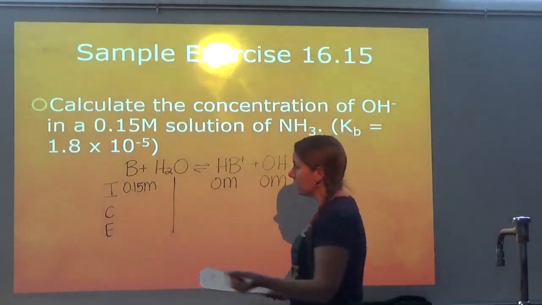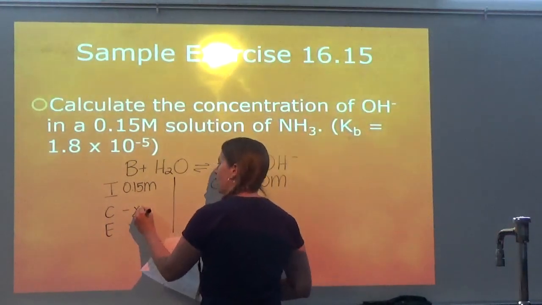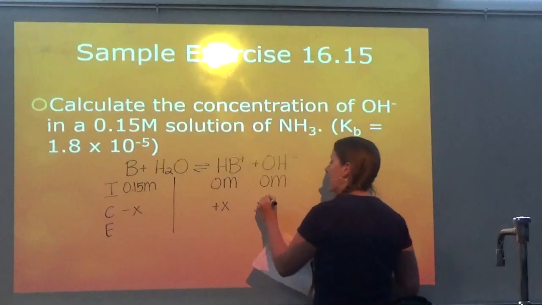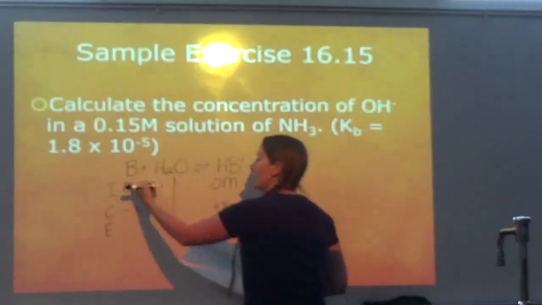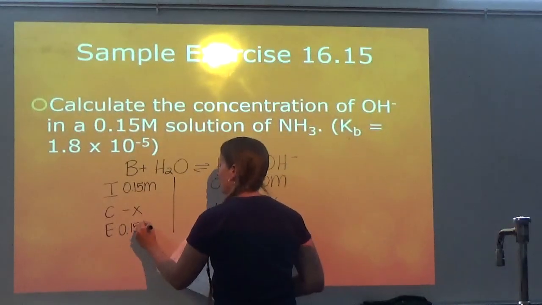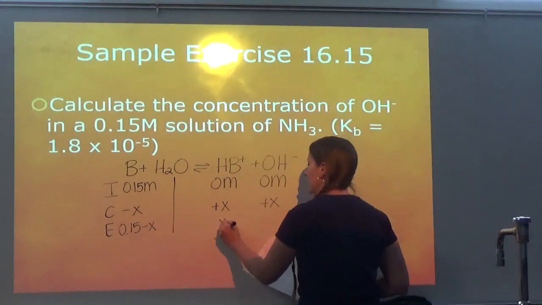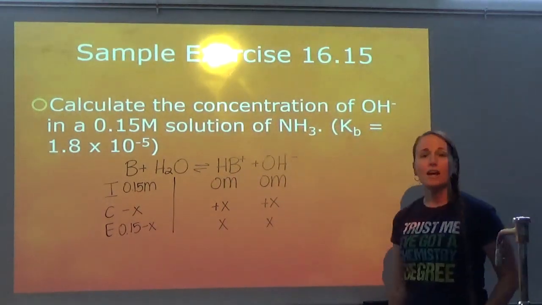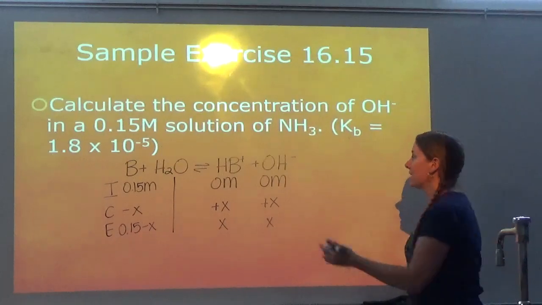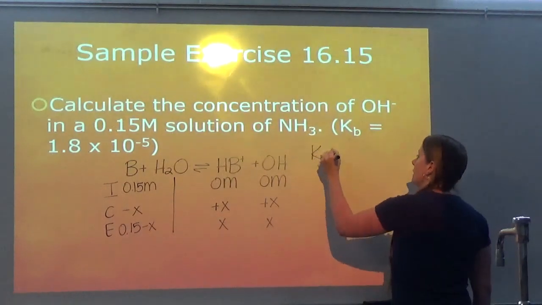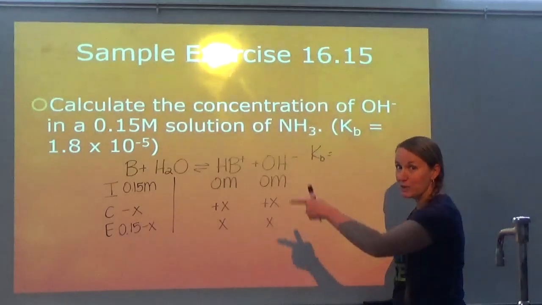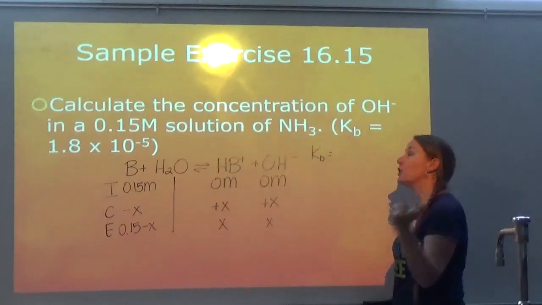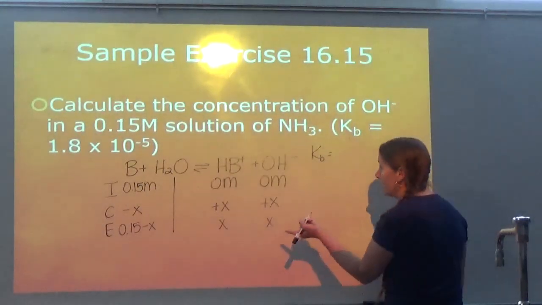Alright, and then, of course, just like in acids, we subtract X from this side. We add X to my products. So this becomes 0.15 minus X. This becomes X, and this becomes X. Alright, and so then next I set up my Kb. Now in the beginning I'm going to write the expression, but then after this one, just know it so I can just go ahead and start plugging in.